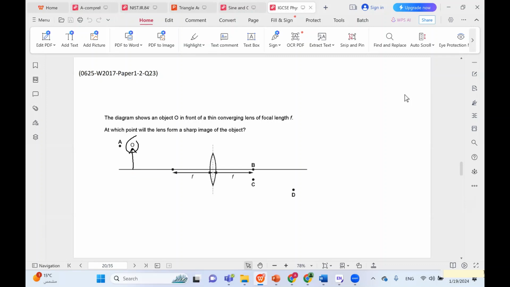So of course, this obviously looks like it's either at 2F or maybe even slightly more than 2F. So we expect the image to be somewhere near 2F as well. And we expect the image to be inverted. So D makes perfect sense.